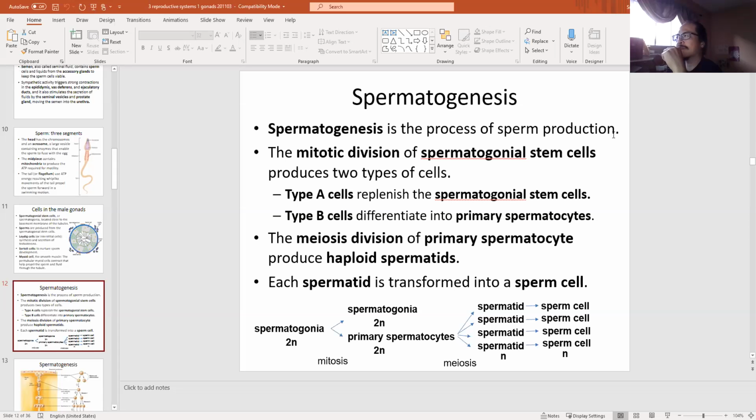So spermatogenesis is the process of sperm production. First is mitosis. Mitosis basically reproduces itself, and while it reproduces, each one will have two daughter cells. One will remain as the spermatogonial stem cell, which is the spermatogonia.